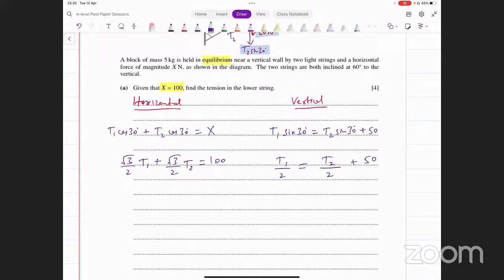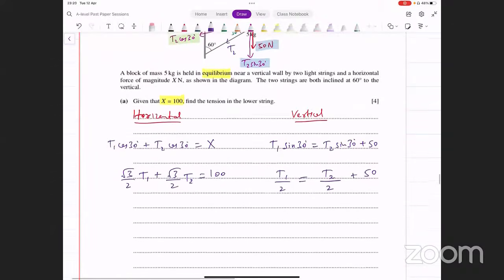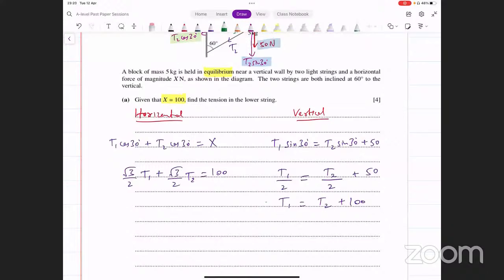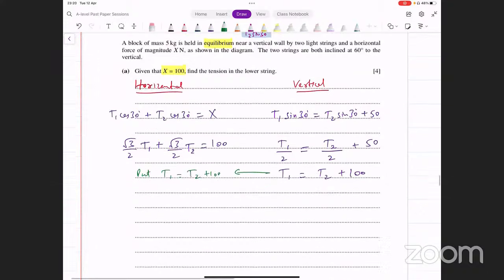ठीक है? हमें T2 फाइंड करना है तो हम क्या करते हैं? T2 को सब्जेक्ट बना के एक इक्वेशन से दूसरे में इनपुट कर देते हैं. T1 को सब्जेक्ट बना के T1 को एलिमिनेट करना है हमें, राइट? T1 को एलिमिनेट कर दें, so हम यहाँ पे 2 से मल्टीप्लाई कर दें इस इक्वेशन को, तो what do we get? We get T1 equals T2 plus 100. You can put this back in the first equation. यहाँ पे इनपुट कर दें. T1 equals T2 plus 100 and see what you get from that.